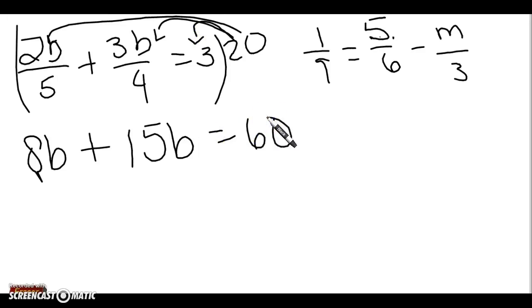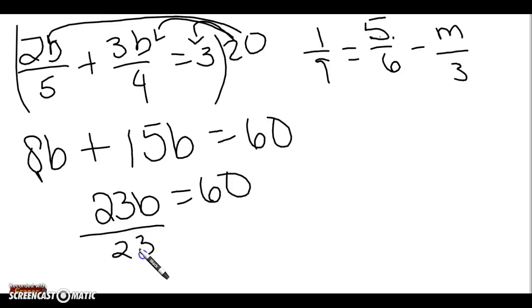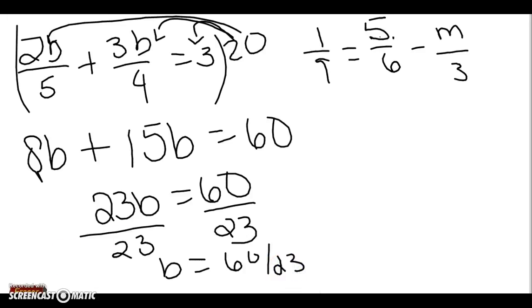So I get 8 plus 15, which is 23b, equals 60. Divide both sides by 23. And I get b equals 60 over 23.